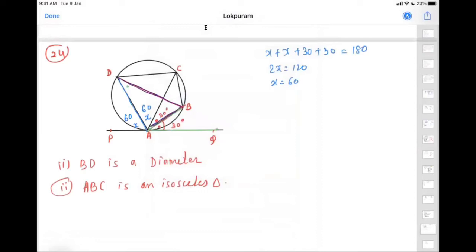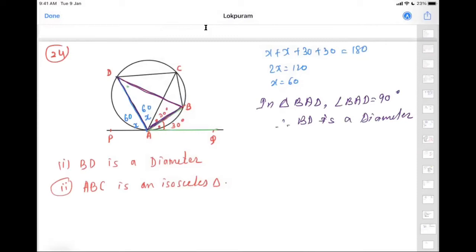This triangle. उसमें ये 90 डिग्री है. In triangle BAD, angle BAD is equal to 90 degree. So therefore we can say BD is a diameter by converse of angle in a semicircle. That you can write it down.